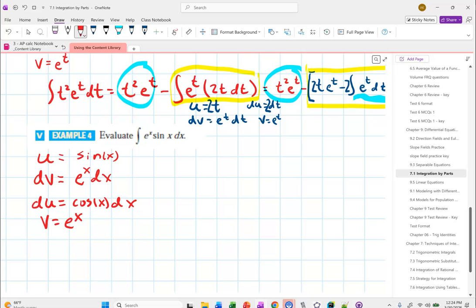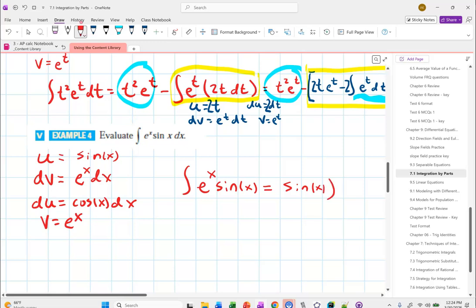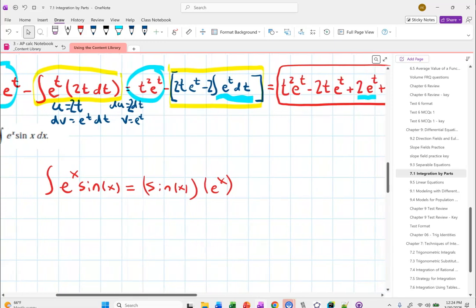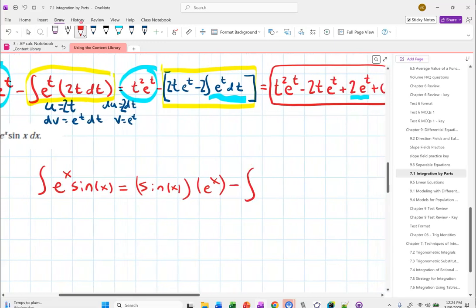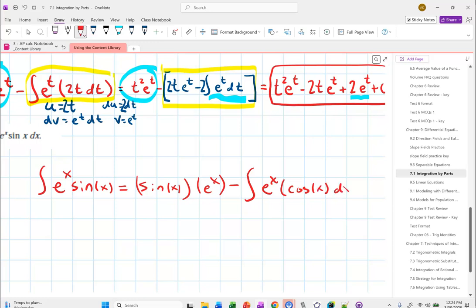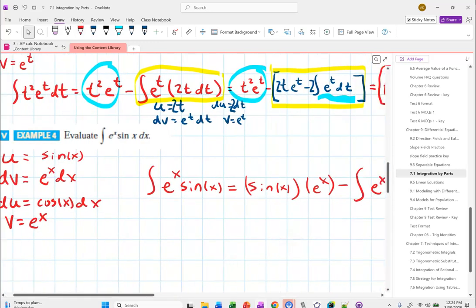Is everybody okay? Okay. So apply my integration by parts formula. I have u times v minus the integral of v du. Okay.